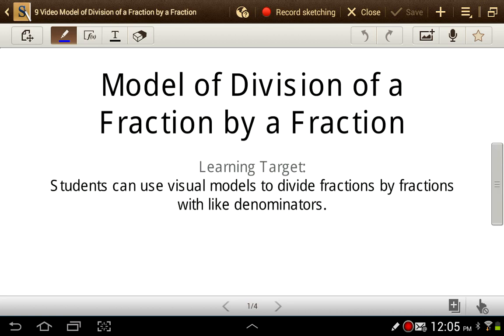Today we are going to focus on our learning target, which is students can use visual models to divide fractions by fractions with like denominators. So we're going to be dividing 2 fractions today, but all of our examples will have like denominators. If you need to finish writing that down, you can pause. Otherwise, I am moving on.